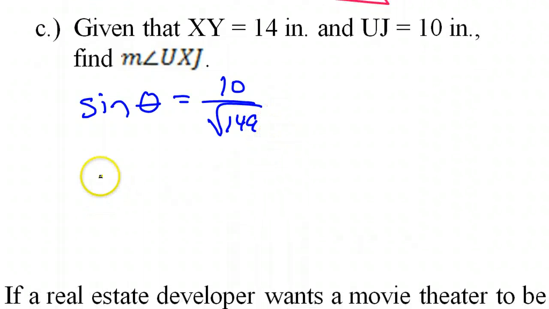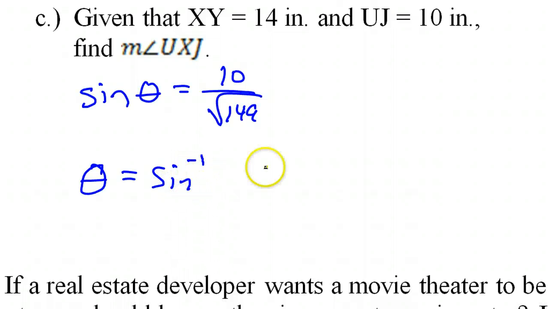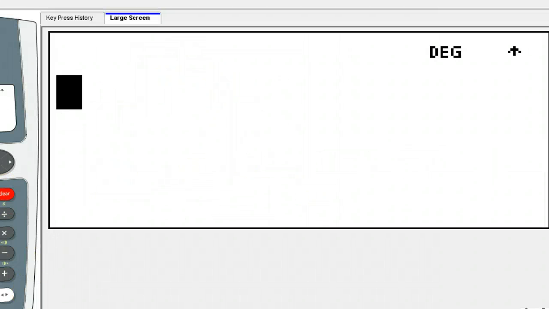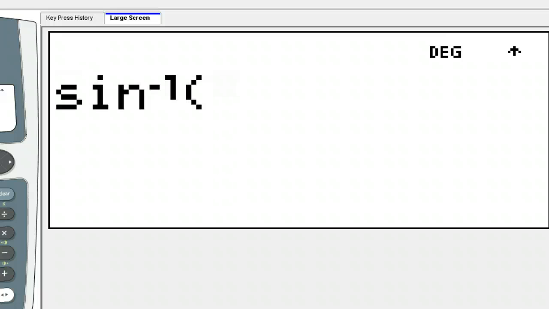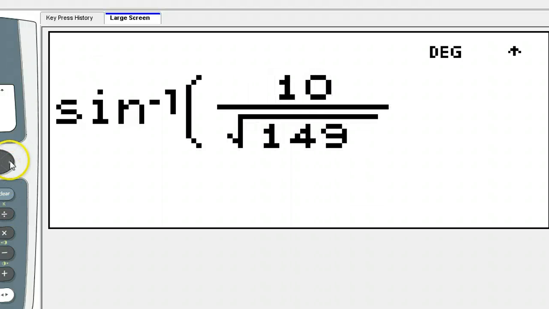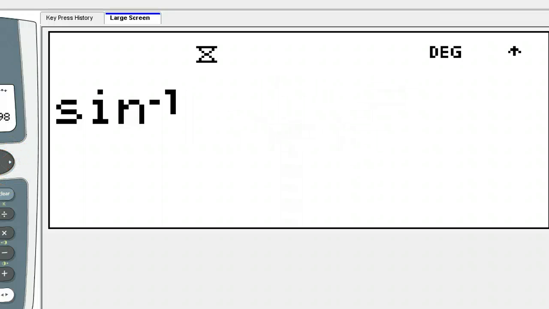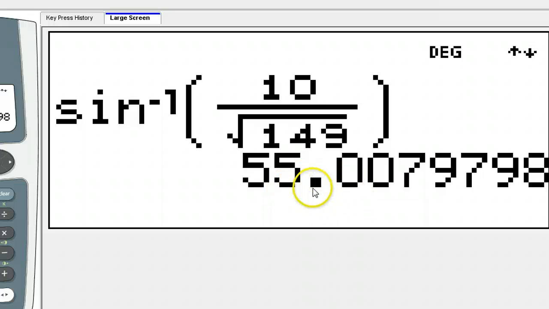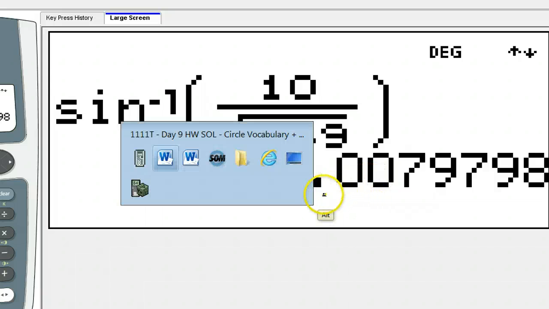To get the angle, I need to do the inverse sine function. So this will be the inverse sine of 10 over radical 149. Second sine, 10 over radical 149. So that is 55.01 degrees.